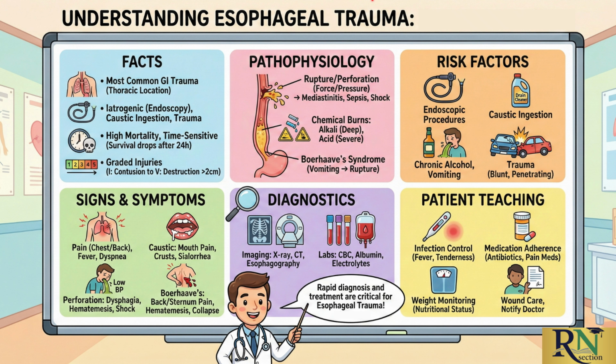hematemesis, and circulatory collapse. For diagnostics, we have the chest X-ray, chest CT scan, and contrast esophagography, which are used to assess the extent and location of injury. The labs: CBC, albumin, and electrolytes to check for imbalance like hypokalemia from gastric fluid loss.